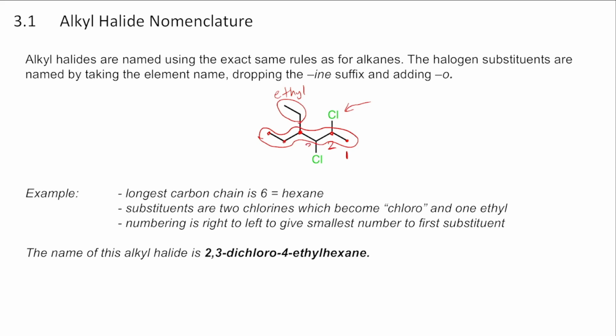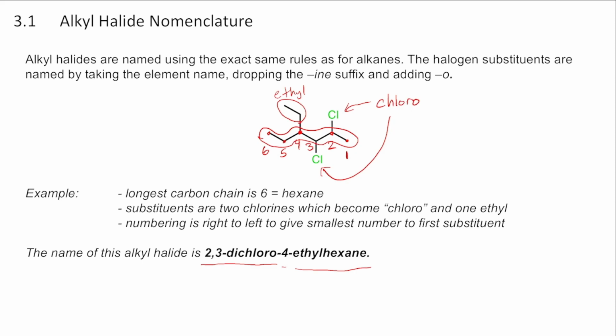2, 3, 4, 5, 6. We have a chlorine on carbon 2, which we'll call chloro. And we also have a chloro over here on carbon 3. So since we have 2 of the same thing, we would call this a dichloro. And ethyl appears on carbon 4. So writing this name out, we would say there is a 2,3-dichloro-4-ethylhexane.